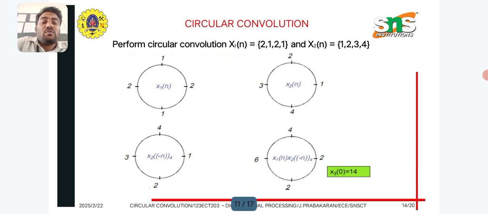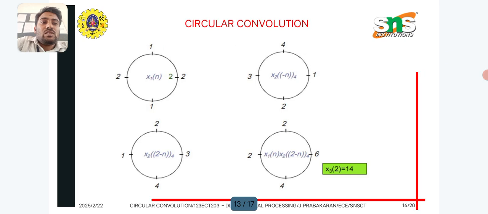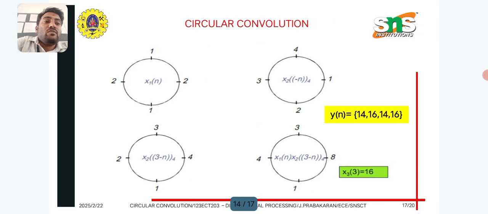x1 of n is mapped on the circle in anti-clockwise direction. Then x2 of n is in clockwise direction. Rotate anti-clockwise one point at a time, multiply the sequences and add the values. Finally, we will get y of n equal to 14, 16, 14, 16. This is the output of the system using circular convolution.